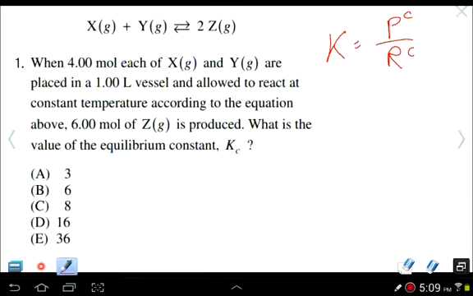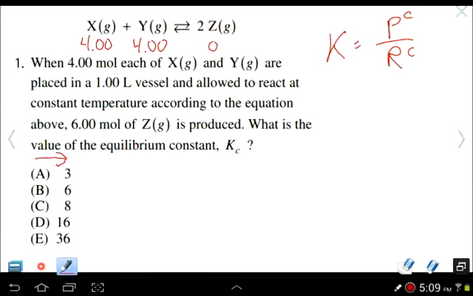So here, if you recall, we set up an icebox. I'm going to go ahead and do this without an icebox, just logically, but eventually we're going to use the icebox for this type of problem. What we're saying is that we begin with 4.0 of each of our reactants, and nothing of the products, and then as the reaction proceeds, we lose reactants and we gain products, which means we'll end up with less X and Y at the end, and then with more Z.